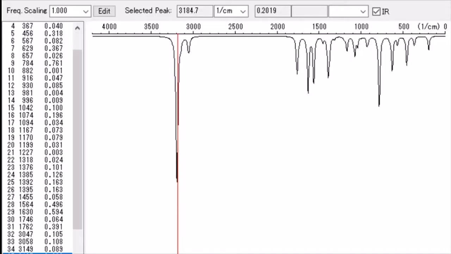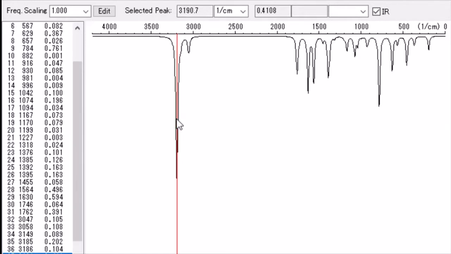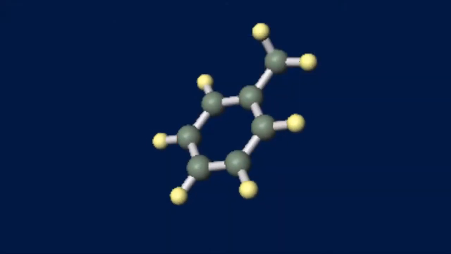We shall see some of the vibration motions of toluene molecules with respect to the IR peaks in that. Right, let us start from the stretching vibration. Let us see this peak. Let us see the vibration motion corresponding to this peak. Right, you can see this is the vibrational motion of a toluene molecule corresponding to that peak.